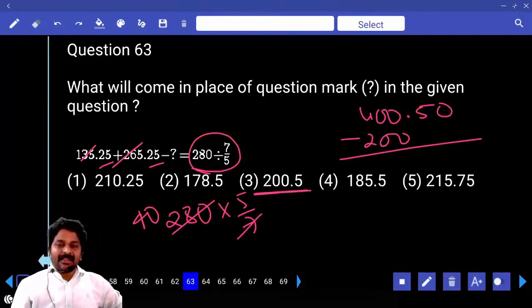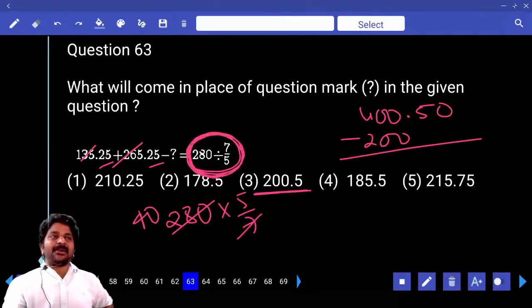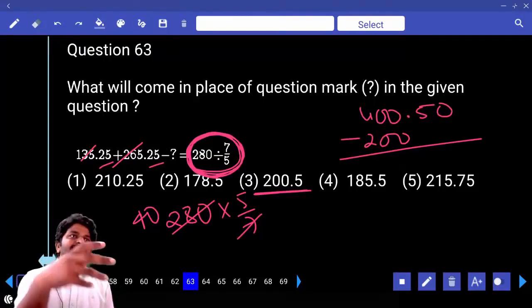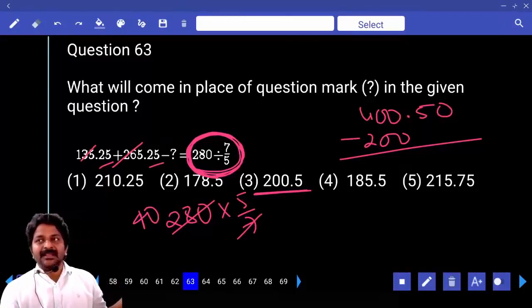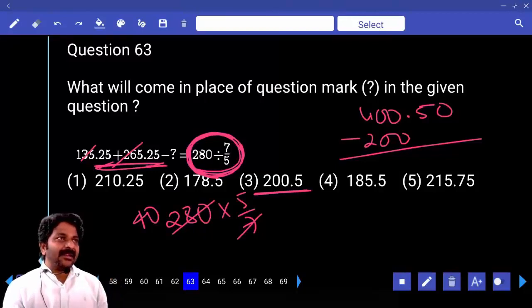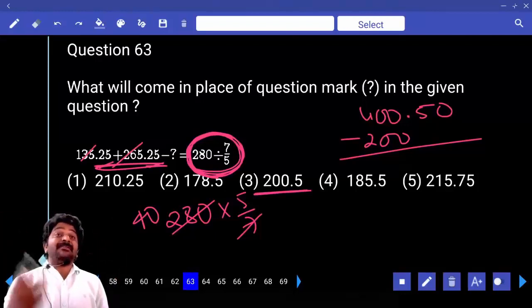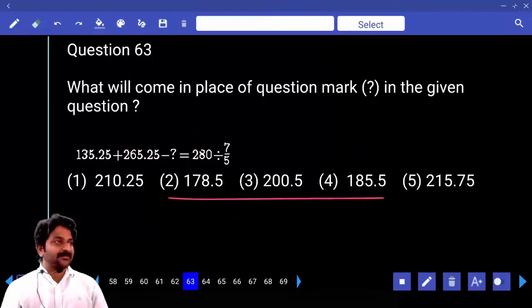Before that, what did I verify? I made sure that right hand side number 285 divided by 7 by 5, will I get an integer or any decimal number? That's what I tried. Will I get an integer or decimal? Integer. Then left hand side we have a decimal, right? 0.25, 0.25. When I add, we are getting 0.50. From that, if you subtract any integer, the answer must end with that. That is what I verified and I found 3 options.